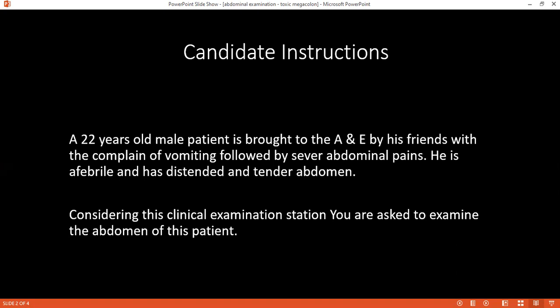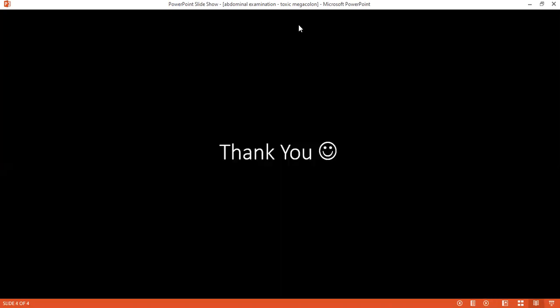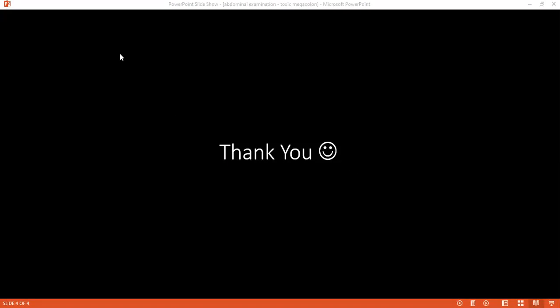Actually, this was toxic megacolon, but then it had to have a normal abdominal examination because I realized I didn't have any stem for appendicitis, but then I asked you to. Okay. Yes, this one. Digital rectal examination.